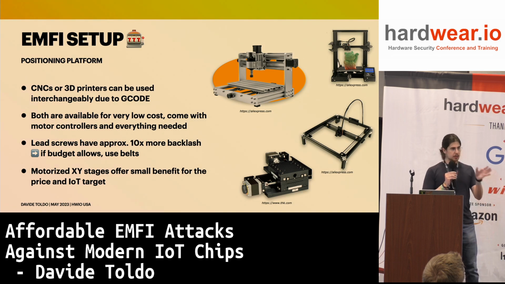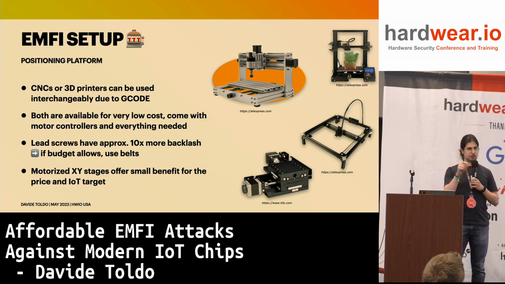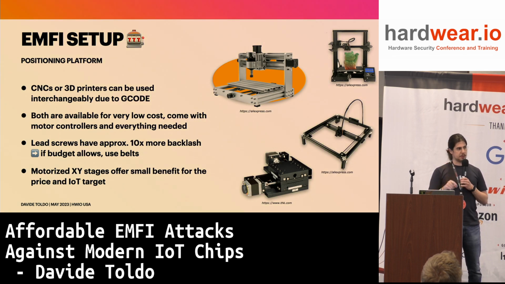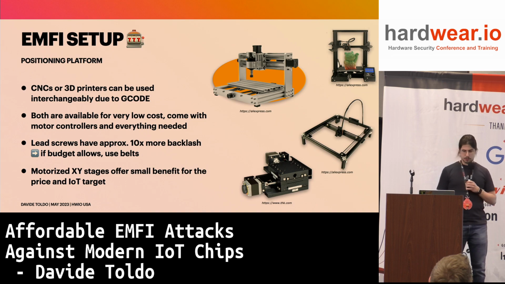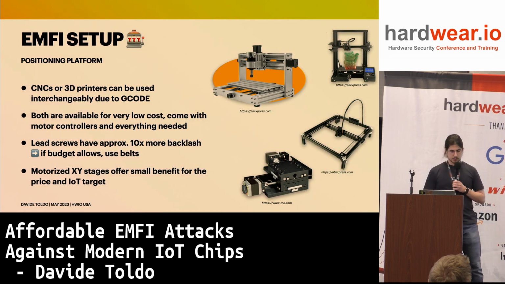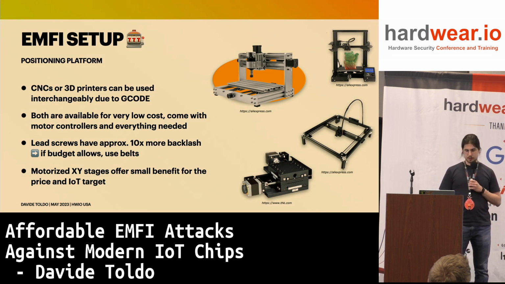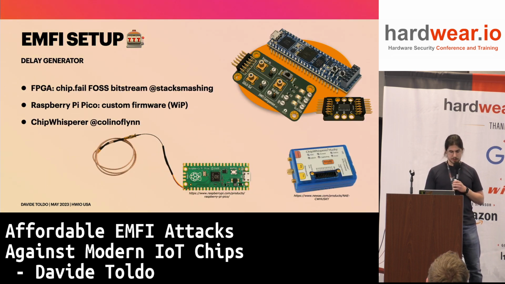So backlash, just in addition, it means if you move the position, move away, move back to it, it won't be perfectly accurate, right? And if you have less backlash, that will be more accurate. On the bottom, you see a motorized XY stage, which is used for microscope and such. And those are much more expensive, and in my experience, they offer small benefit for the price. And on these IoT targets, really the CNC was definitely enough.